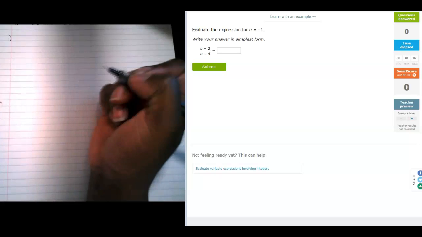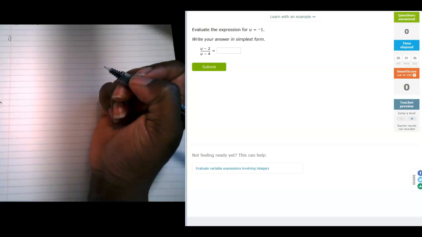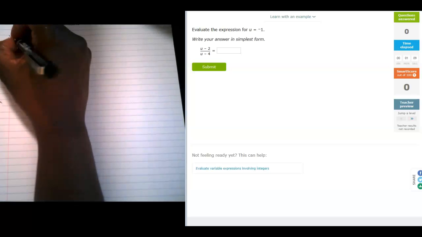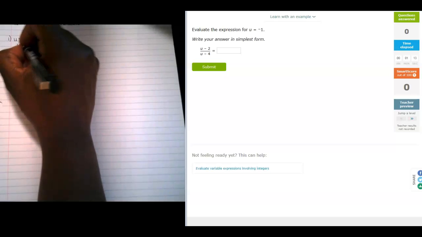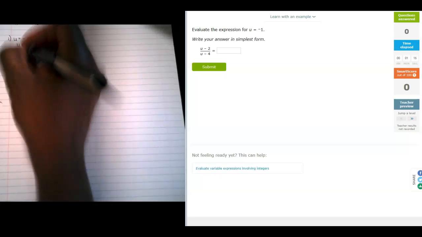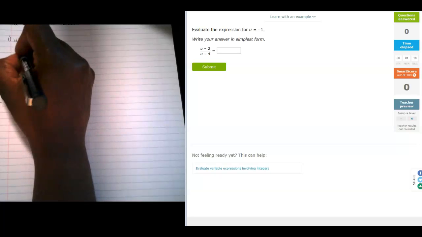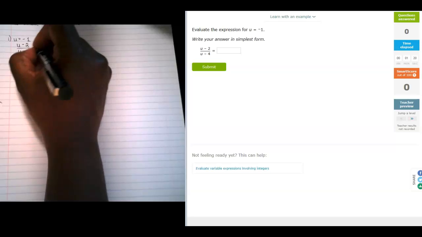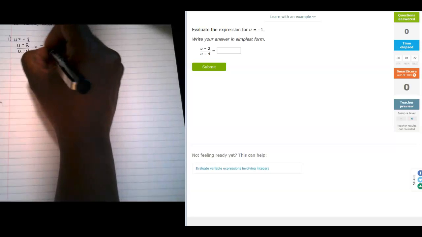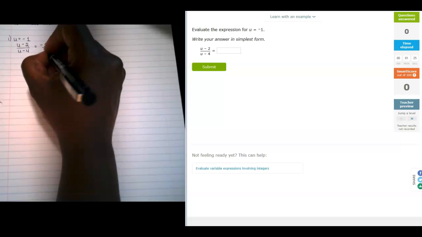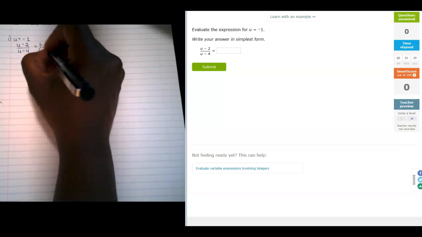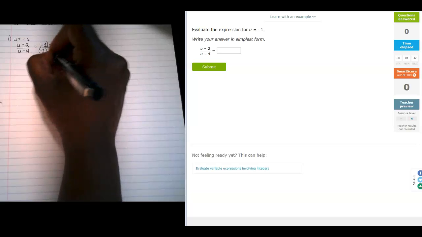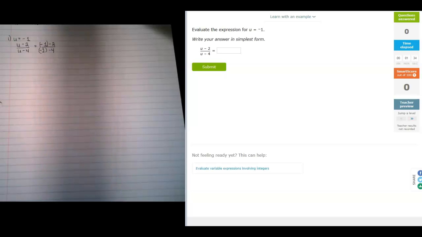All right, so let's go ahead and start with our IXL. We have evaluate the expression for u equals -1. So I'm just going to write that part down. And our expression is u minus 2 divided by u minus 4. So we're going to replace u with -1 minus 2 divided by, again, I'm just going to put that in parentheses so I know that's what I replaced, minus 4.